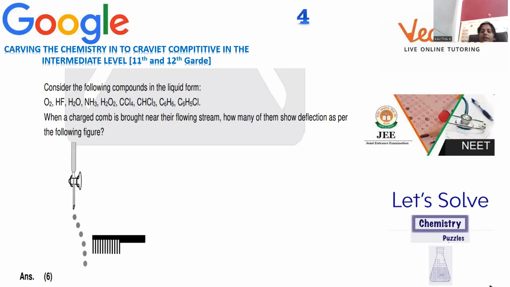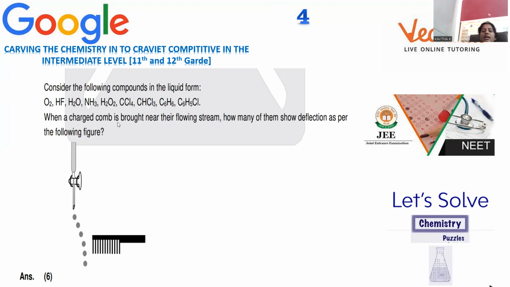Move on to question number 4. Again, it is a part of a JEE Mains question paper. Consider the following compounds in the liquid form. All liquids are taken: oxygen O2, hydrofluoric acid, water, ammonia, hydrogen peroxide, carbon tetrachloride, chloroform, benzene, and chlorobenzene. These many kinds of compounds are provided to you. Some are diatomic, some are triatomic, some are polyatomic as well. You have to analyze all of these under liquid condition.